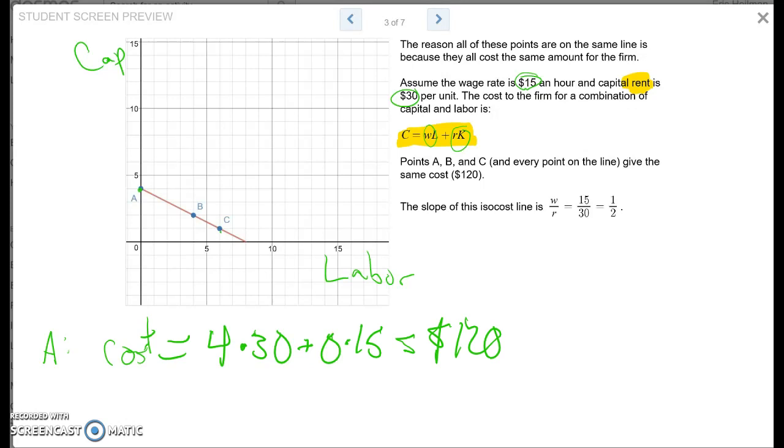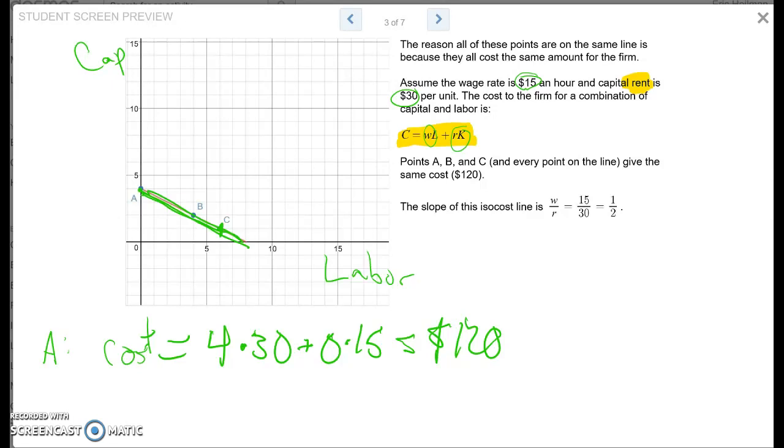If you plug in for point C with 6 units of labor and 1 unit of capital, you'll also get that the total cost is $120. So any point along this line will give you the same total cost, $120. So that is an ISO cost line for the cost $120.